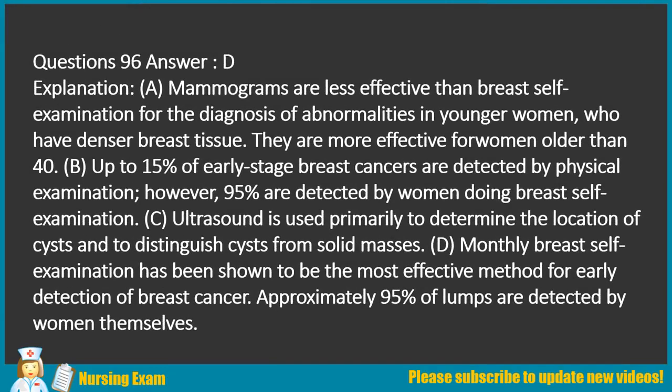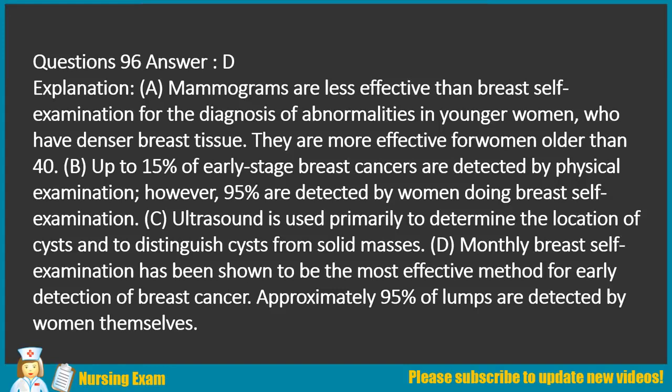Question 96 Answer, D. Explanation. A. Mammograms are less effective than breast self-examination for the diagnosis of abnormalities in younger women, who have denser breast tissue. They are more effective for women older than 40. B. Up to 15% of early-stage breast cancers are detected by physical examination, however, 95% are detected by women doing breast self-examination. C. Ultrasound is used primarily to determine the location of cysts and to distinguish cysts from solid masses.